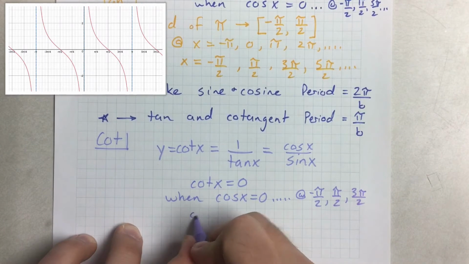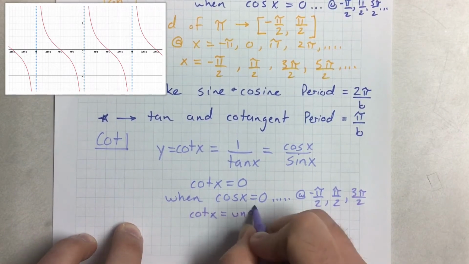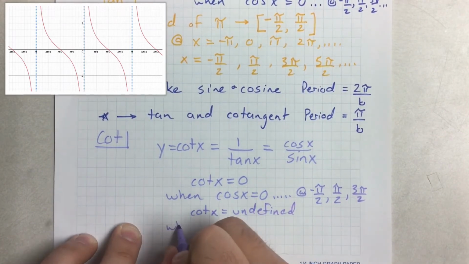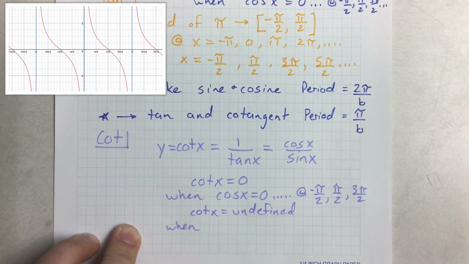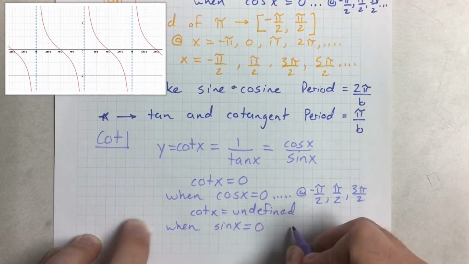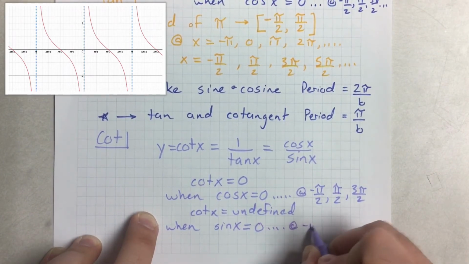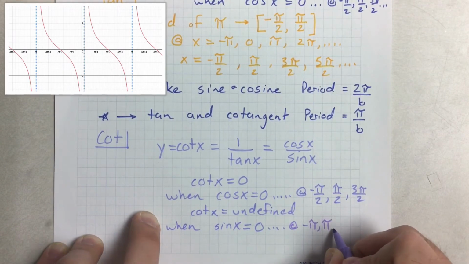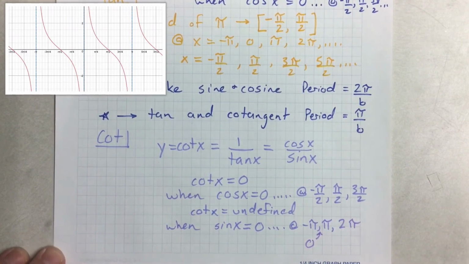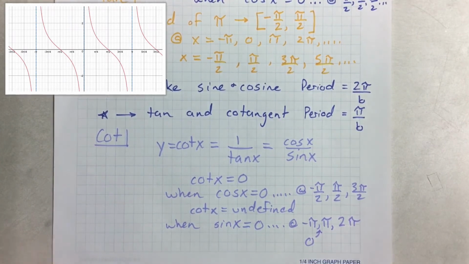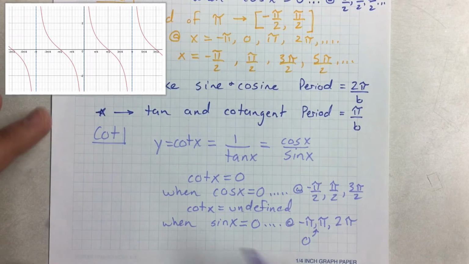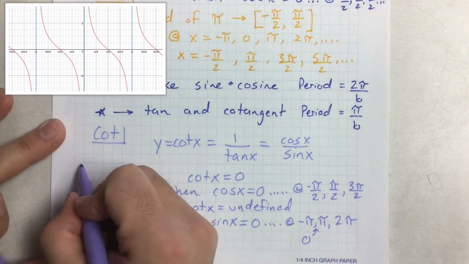And then cotangent of x is going to be undefined when do you think? Well, when sine of x is 0, so that's negative pi, 0, pi, 2 pi. Okay? So the period of cotangent is still pi.